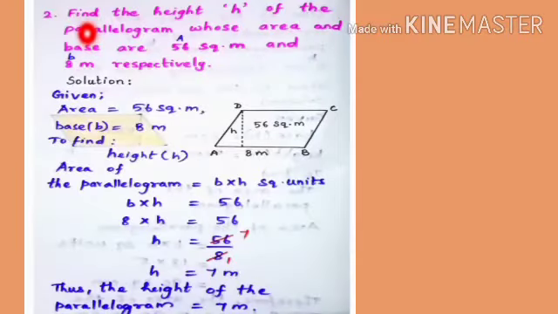So the second problem, find the height H of the parallelogram whose area and base are 56 square meter and 8 meter respectively. So here we have to find the value of H, the distance between two parallel sides. And here the base of the parallelogram and the area of the parallelogram are given. So first, as a solution, draw a diagram and mark all the values which are given in the question. And write down what are the values given. So here area is 56 square meter, base is 8 meter. And to find the height of the parallelogram.